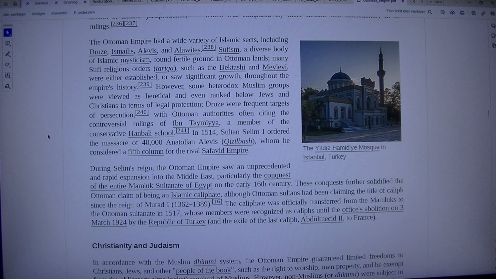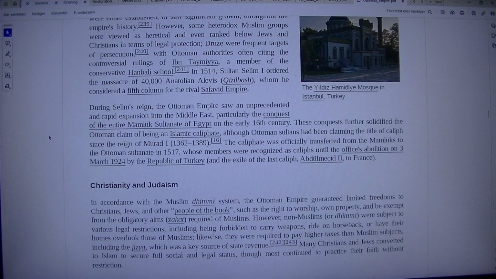The Yıldız Hamidiye Mosque in Istanbul, Turkey. The Ottoman Empire had a wide variety of Islamic sects, including Druze, Ismailis, Alevis, and Alawites.